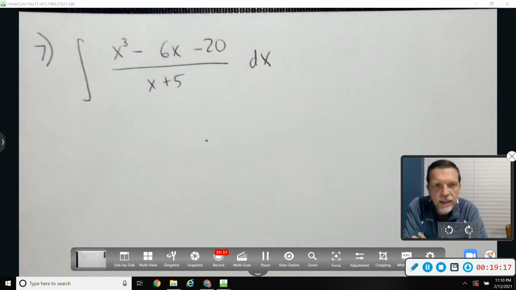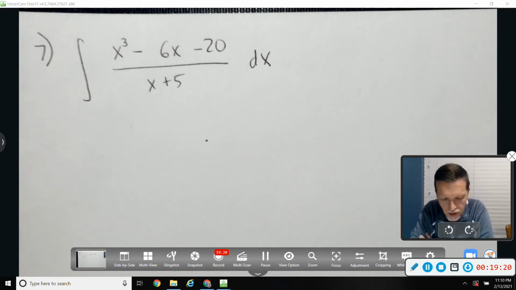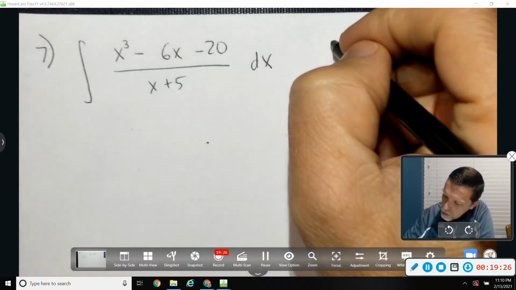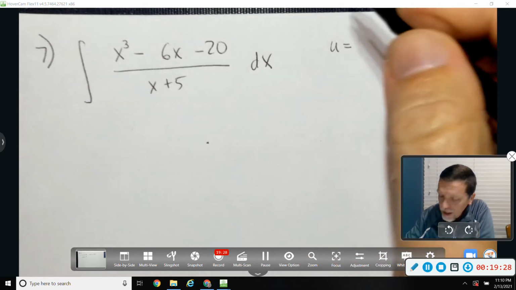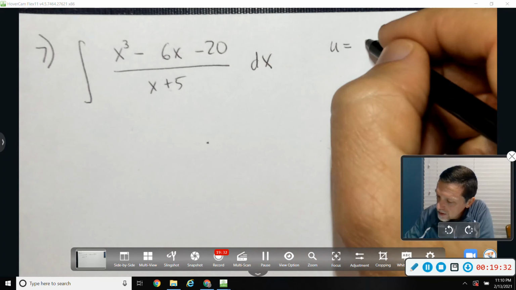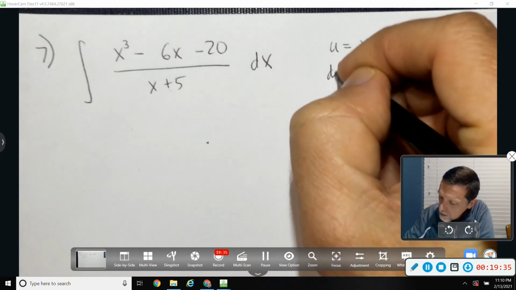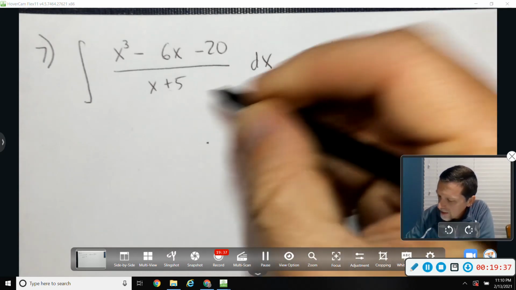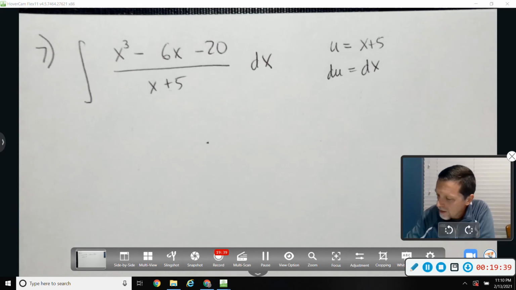Integral of x cubed minus 6x minus 20, all divided by x plus 5. Well, you can mess around with the u stuff here, and you're not going to get anywhere. So I'll play with it a little bit. Sometimes we let u be the bottom, but then du would just be dx, so that doesn't really get us anywhere.